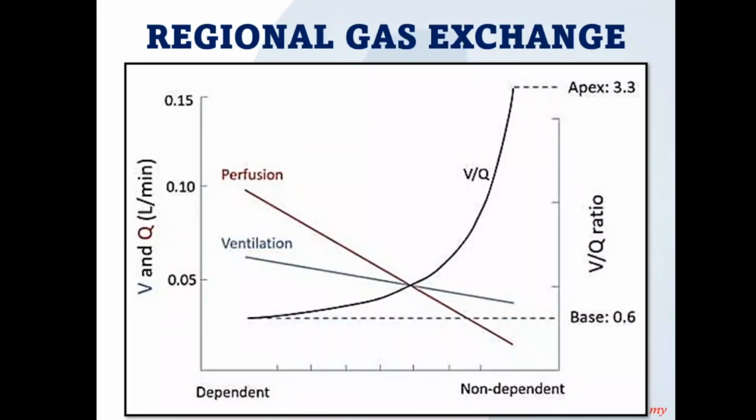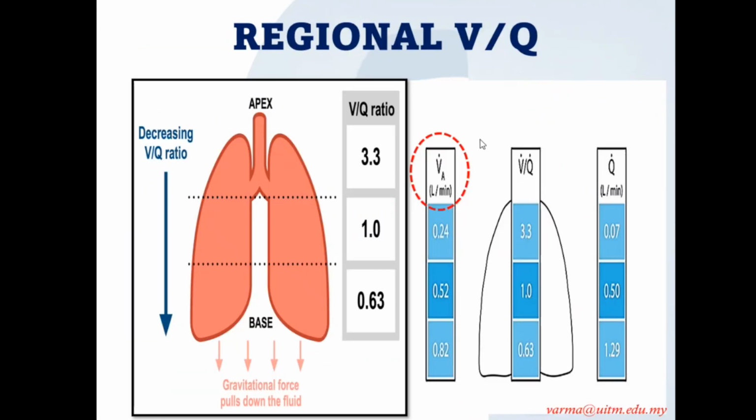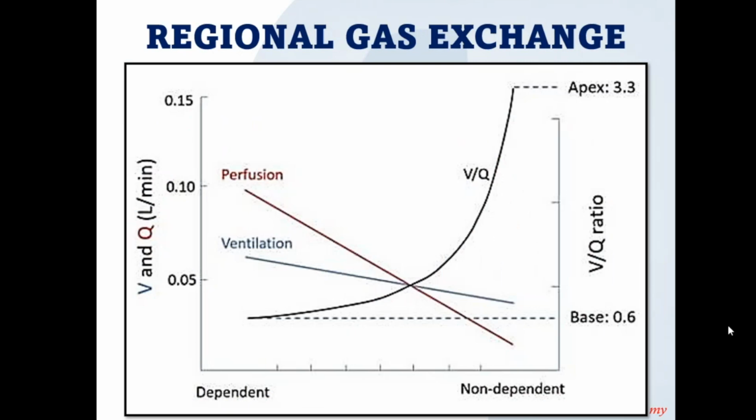Next, we talk about regional gas exchange. So when we equate perfusion to ventilation, this goes back to these values in graph form. You have to know this graph. This graph can be asked in two ways, either apex to base or non-dependent to dependent. In this picture, just pay attention to dependent to non-dependent. We will talk about apex to base in the counting of rib number in a short while.